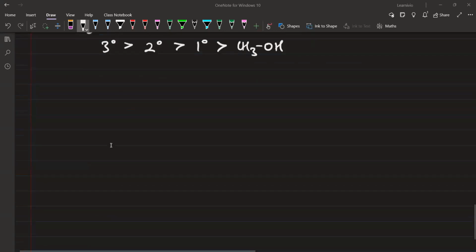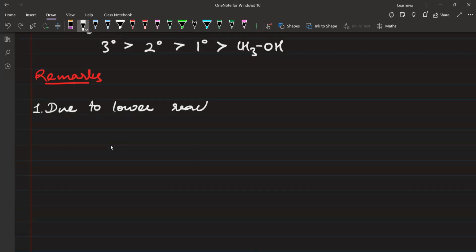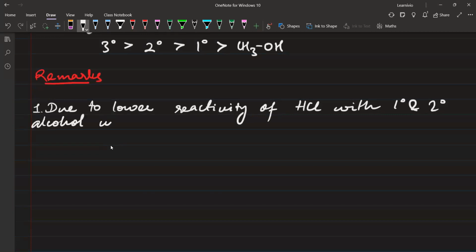ठीक है, ध्यान. Please write remarks. आपने सबसे पहला पॉइंट लिखा, due to lower reactivity of HCl with 1 degree and 2 degree alcohol, we use anhydrous ZnCl2 as catalyst.